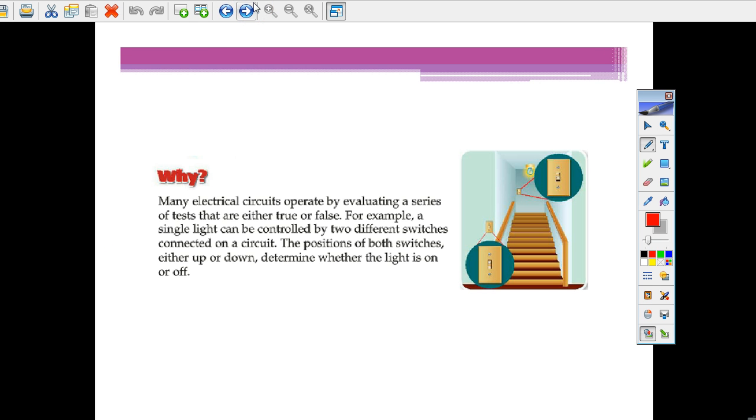Okay, so why are we learning this? Here you see a stairway, and there are two switch lights, one on the bottom and one on the top. Many electrical circuits operate by evaluating a series of tests that are either true or false. For example, a single light can be controlled by two different switches connected on a circuit. The positions of both switches, either up or down, determine whether the light is on or off. So if you see this in your house and the light is on and the switch at the bottom is off, then you can guess that the top switch is on. Okay.